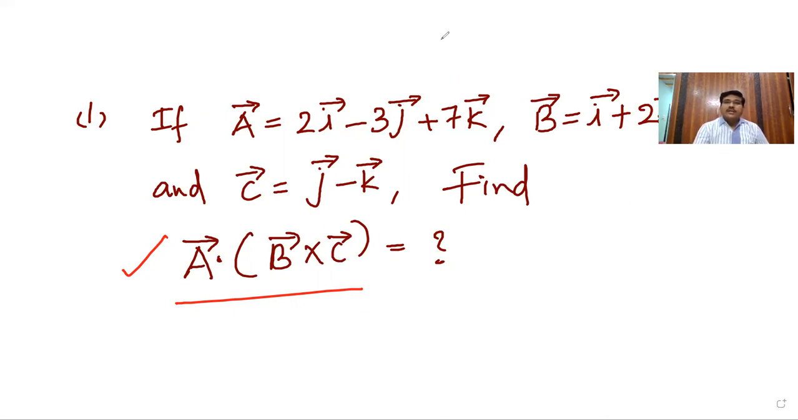Now, before proceeding into this question, a bar is given, b bar is given, c bar is given. Now, a bar dot b bar cross c bar is asked. First, you find out b bar cross c bar. Then you will get a vector, because the outcome of a cross product is a vector. With that vector, you take a dot product with a bar, you will get the final answer. Clear? Now, let us solve this question.